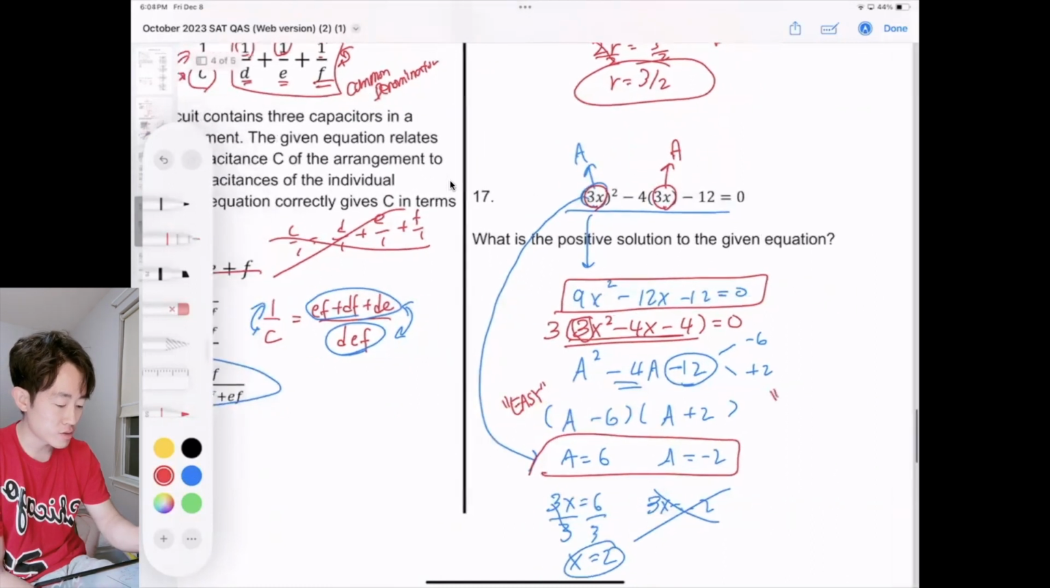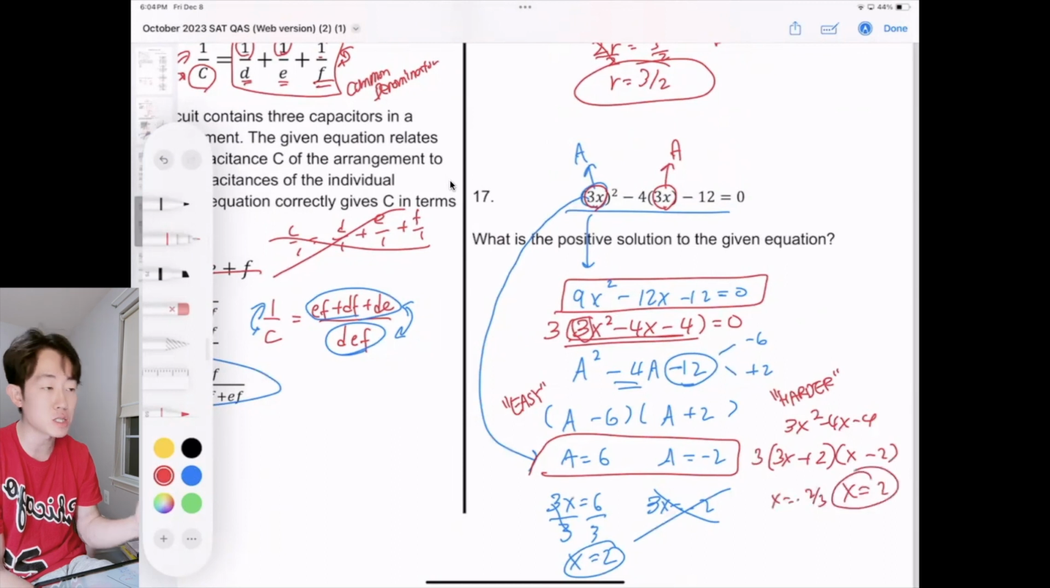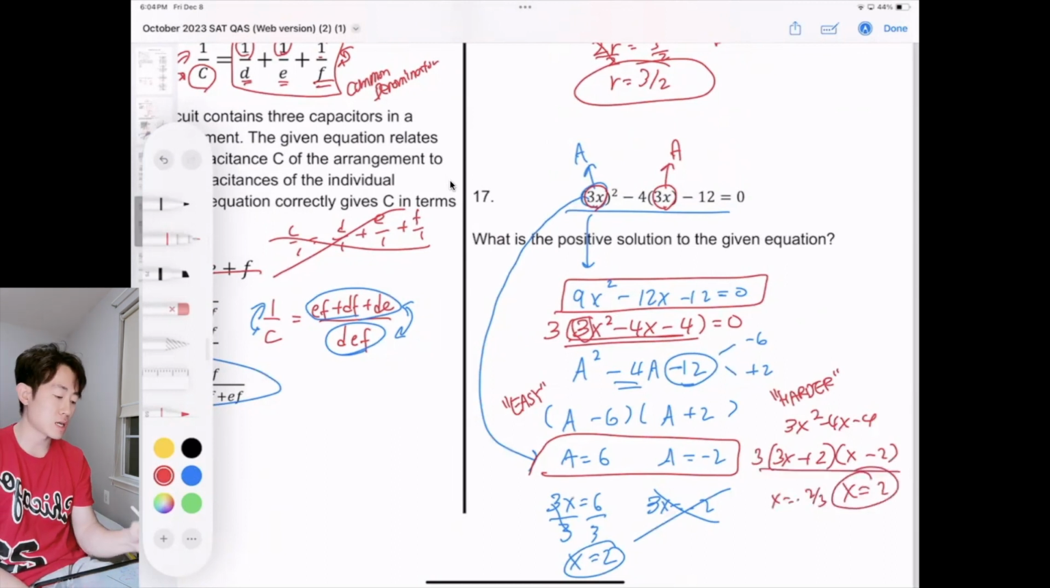The harder factorization would be the 3x squared minus 4x minus 4. Still doable, but not as obvious. But you will get, with the 3 in the front, x equals 2, x equals negative 2 over 3. So you still get 2, except that you have to sit there and try to figure out how to factor the 3x squared minus 4x minus 4.